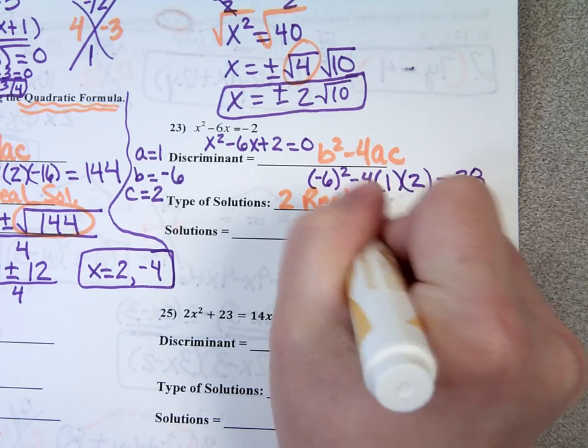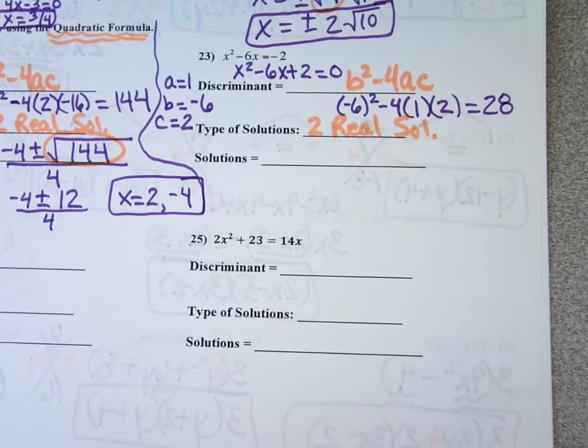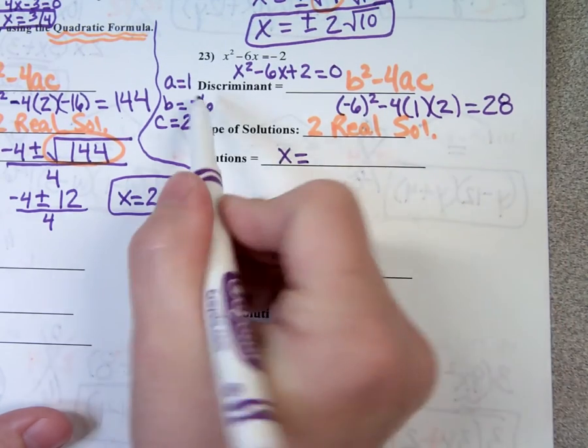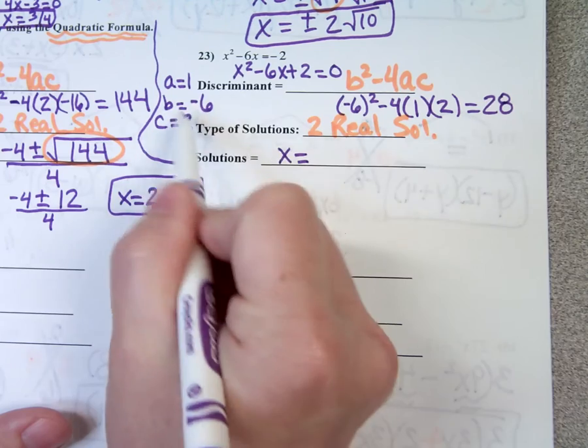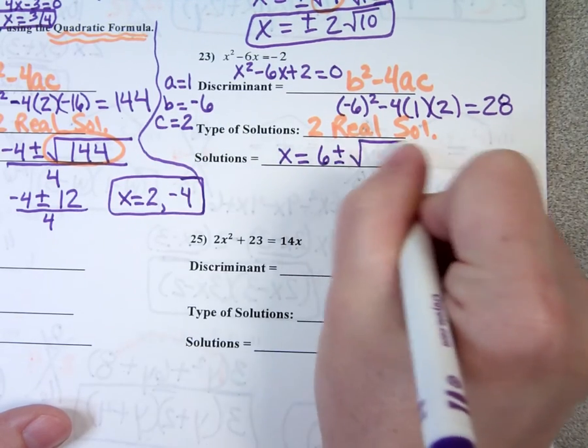Well, once again, since my discriminant is bigger than 0, I am going to have two real solutions, just like the last time. As long as the discriminant is bigger than 0, there's two real solutions. And now we're going to find them using the quadratic formula. So x equals the opposite of b. What's the opposite of b? A +6. Plus or minus square root.